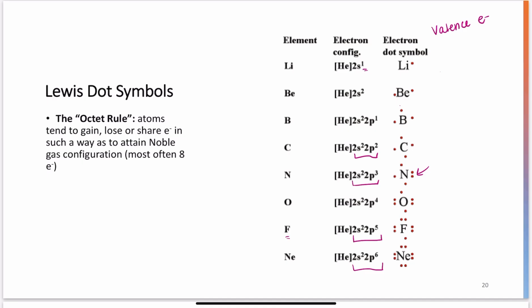Lewis dot symbols follow your octet rule. The octet rule states that atoms tend to gain, lose, or share electrons in such a way as to gain noble gas electron configuration, most often eight. There are exceptions to this, and we will talk about the exceptions, but most species want to follow your octet rule.